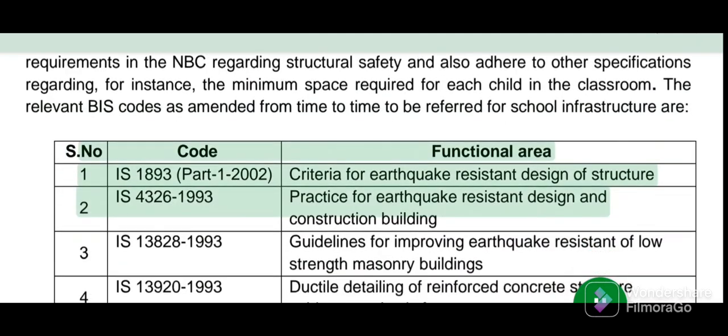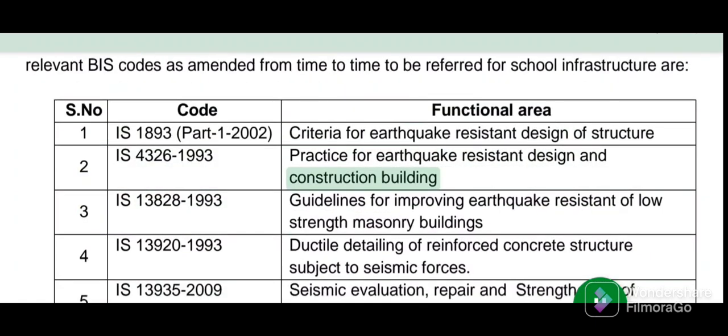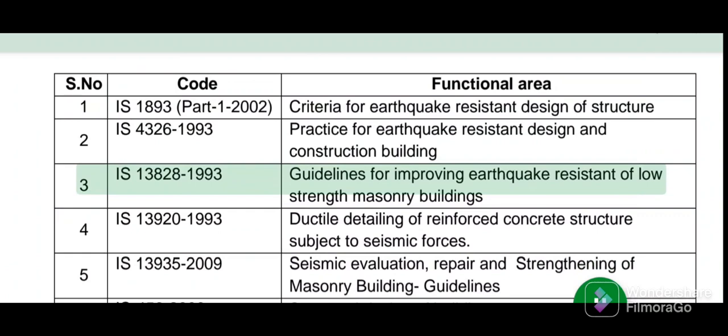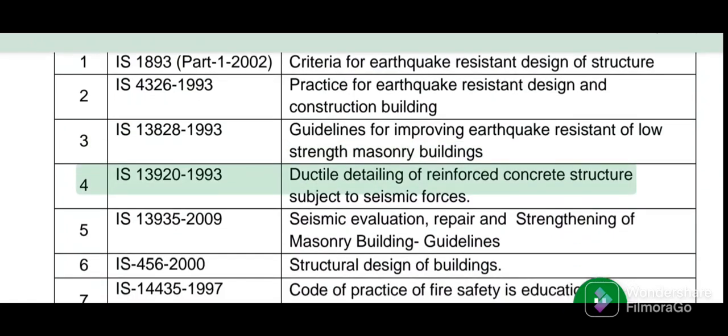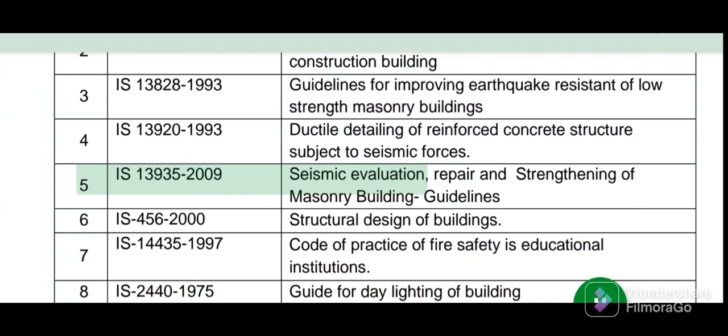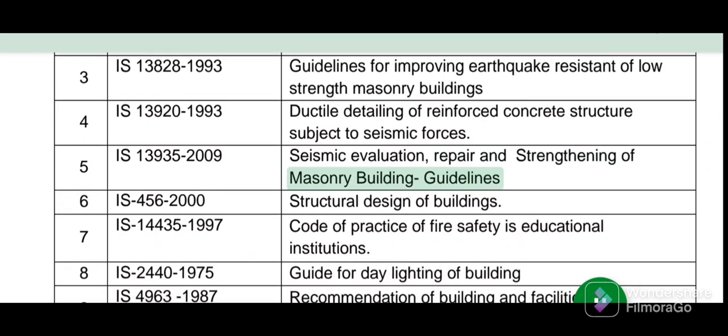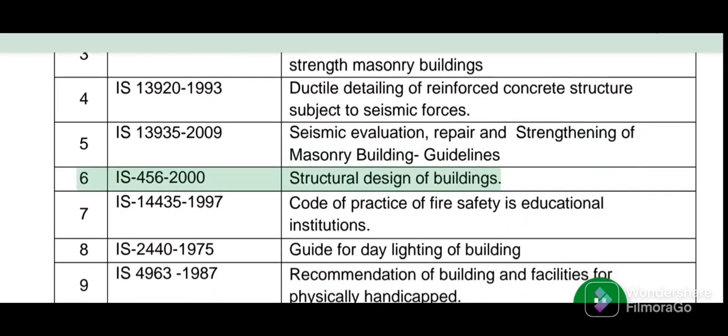S. No., Code, Functional Area. 1: IS 1893 Part 1-2002, Criteria for Earthquake-Resistant Design of Structures. 2: IS 4326-1993, Practice for Earthquake-Resistant Design and Construction of Buildings. 3: IS 13828-1993, Guidelines for Improving Earthquake-Resistance of Low Strength Masonry Buildings. 4: IS 13920-1993, Ductile Detailing of Reinforced Concrete Structures Subject to Seismic Forces. 5: IS 13935-2009, Seismic Evaluation, Repair and Strengthening of Masonry Buildings Guidelines. 6: IS 456-2000, Structural Design of Buildings.